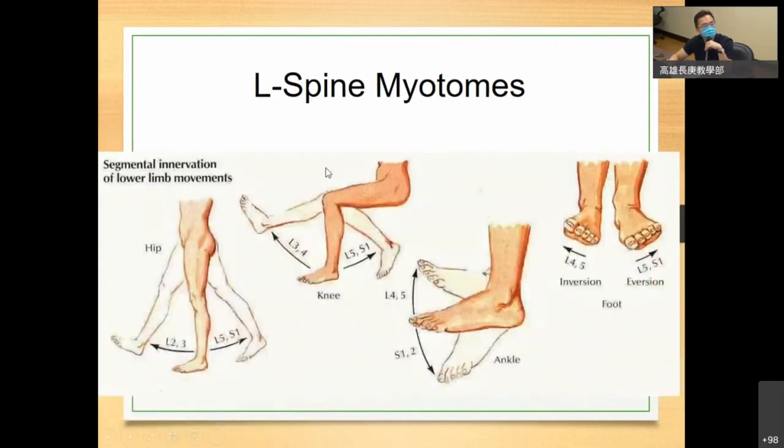Another is the lumbar spine myotome. The lumbar spine myotome mainly innervates the lower legs. If you extend your knee, it's innervated by L3 and L4, and if you flex your knee, it's innervated by L5 and S1. If you cannot do the flexion or extension, there may be a lesion in L3 or L4, or in L5 or S1.